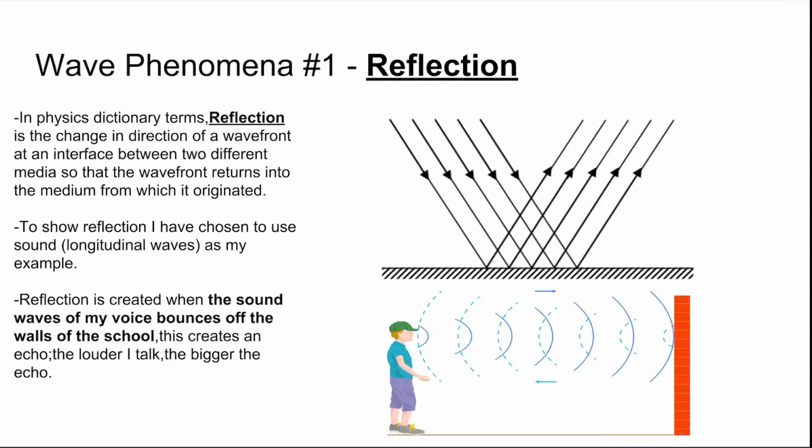Now, wave phenomenon number 1, reflection. In physics dictionary terms, reflection is the change in direction of a wavefront at an interface between two different media so that the wavefront returns into the medium from which it originated.